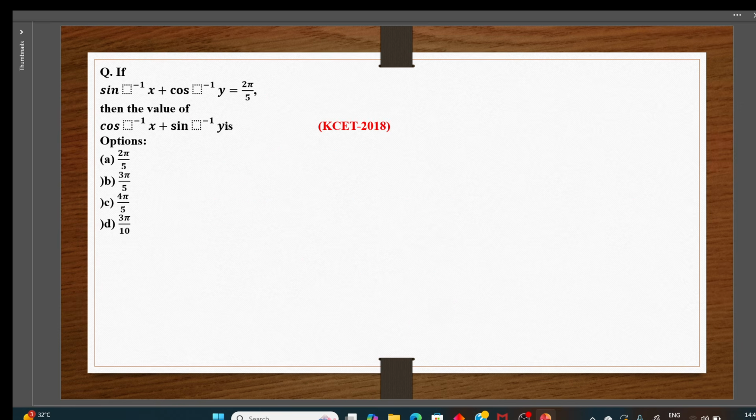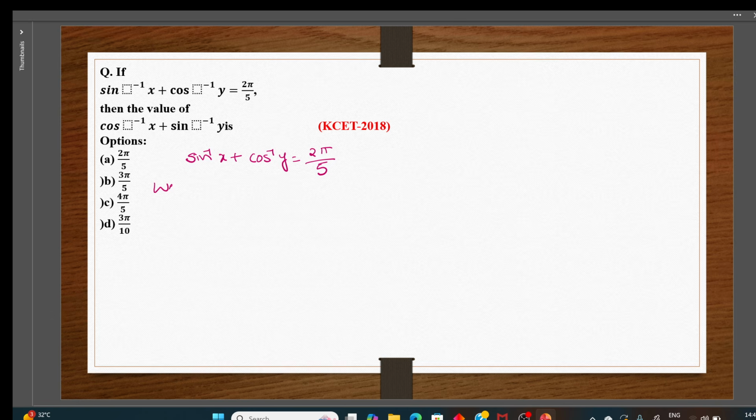Clear? Next question. This question is from KCET 2018. What is the question here? If sin inverse of x plus sin inverse of y is equal to 2 pi by 5, then the value of, sorry, cos inverse of x plus sin inverse of y is. This is the question. So here the given condition is sin inverse of x plus cos inverse of y is equal to 2 pi by 5.